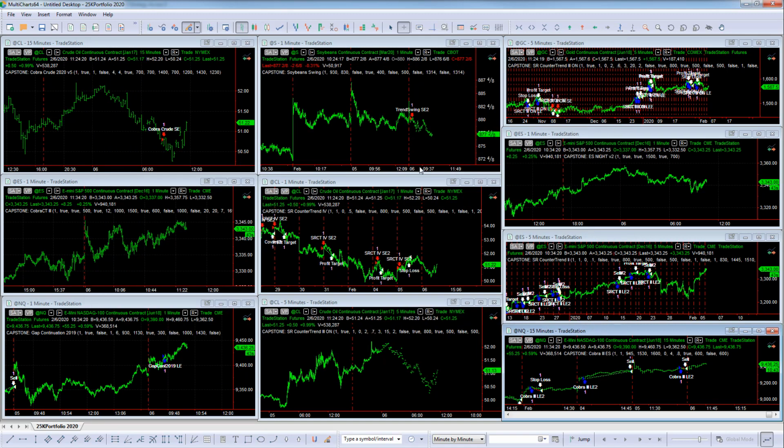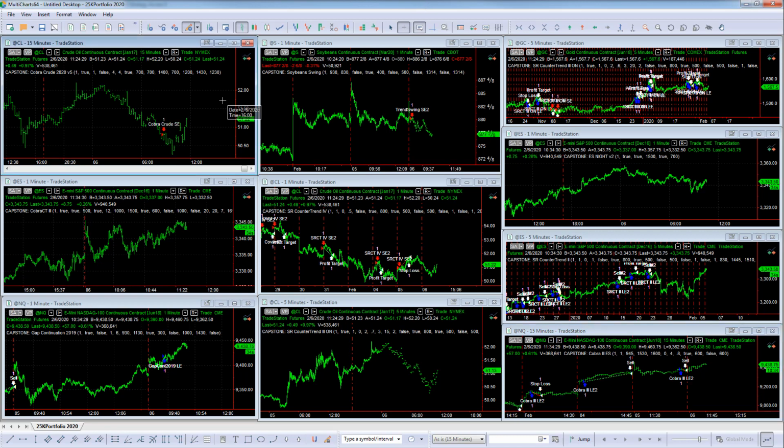So nice results in all these. I like these setups. Wanted to show you how the 25K portfolio works in MultiCharts. I have this available in TradeStation and MultiCharts, and I'm finishing it up in NinjaTrader 8.